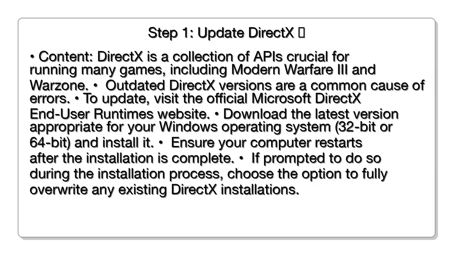Step one: update DirectX. DirectX is a collection of apps crucial for running many games, including Modern Warfare II and Warzone. Outdated DirectX versions are a common cause of errors. To update, visit the official Microsoft DirectX End-User Runtimes website. Download the latest version appropriate for your Windows operating system, 32-bit or 64-bit, and install it. Ensure your computer restarts after the installation is complete. If prompted during the installation process, choose the option to fully overwrite any existing DirectX installations.